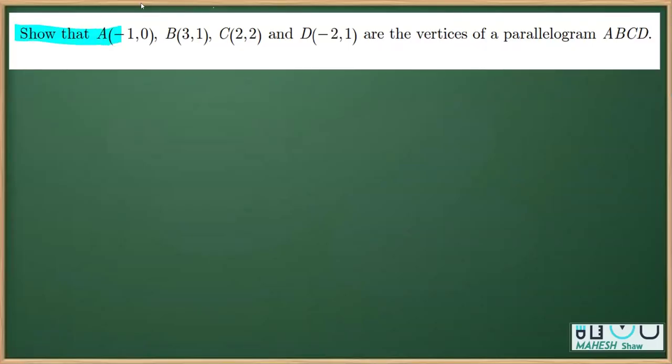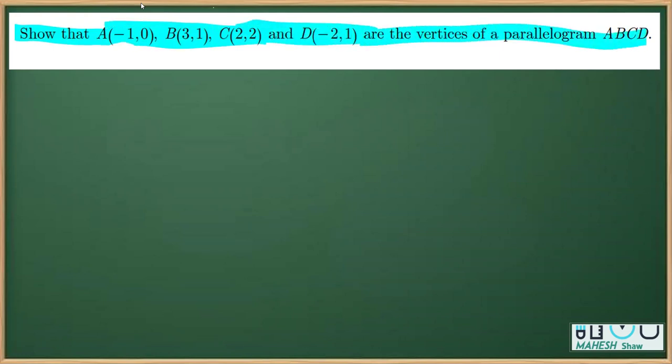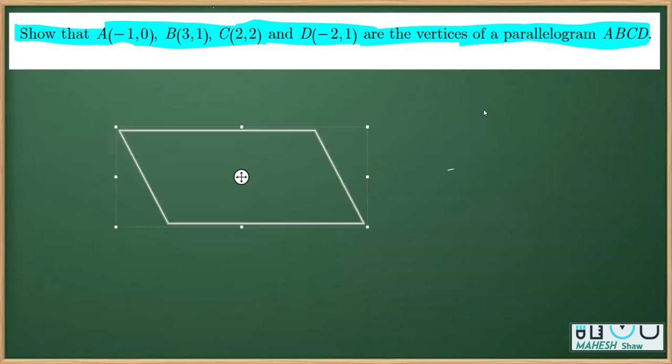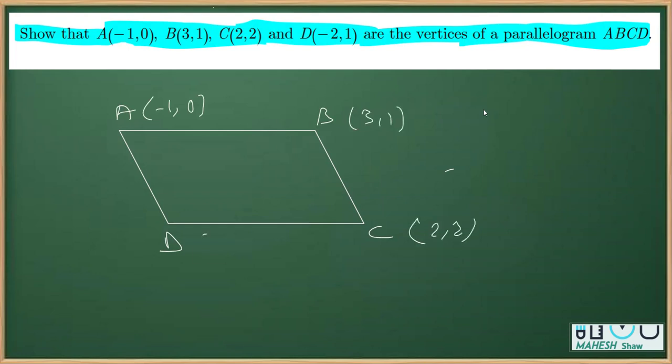The question says to show that the points ABCD, whose coordinates are mentioned, are the vertices of a parallelogram. So let's say I make a parallelogram and name these coordinates in order, that is A, B, C, and D. The coordinates of A are -1, 0, B is 3, 1, C is 2, 2, and D is -2, 1. Now we have two ways by which we can prove that these are the coordinates of a parallelogram.